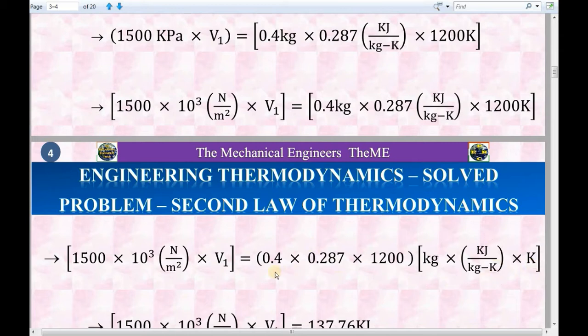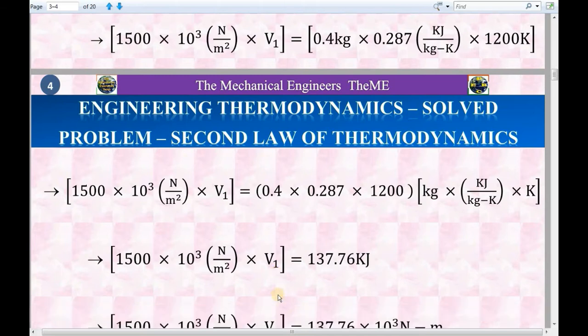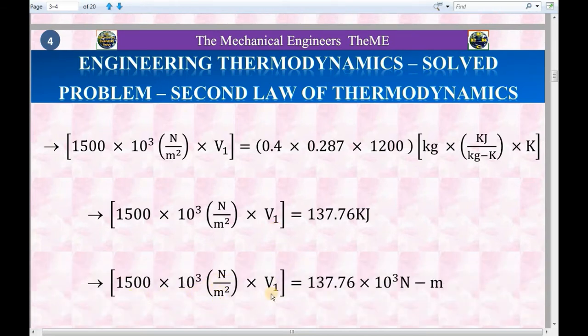In this RHS, 0.4 into 0.287 into 1200 is 137.76, and kg into kilojoule per kg Kelvin into Kelvin is kilojoule, because kg and kg get cancelled and Kelvin gets cancelled, and the remaining term will be kilojoule. So the next step will be 1500 into 10 power 3 Newton per meter square into V1 is equal to 137.76 kilojoule. In this RHS, kilojoule is 10 power 3 Newton meter. So the next step will be 1500 into 10 power 3 Newton per meter square into V1 is equal to 137.76 into 10 power 3 Newton meter.